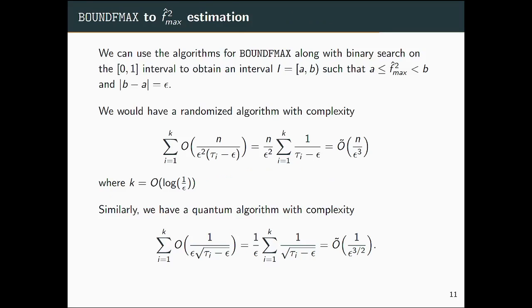Now we can use these algorithms for BOUNDFMAX with binary search on the interval 0, 1 to obtain an interval I such that the interval size is at most epsilon and f-hat max squared belongs to that interval. This would give us a randomized algorithm with complexity O tilde of n by epsilon cubed and a quantum algorithm with complexity O tilde of 1 by epsilon to the power 3 by 2.